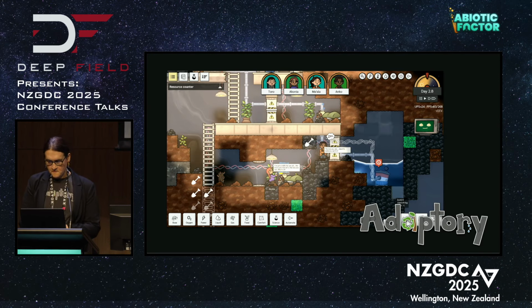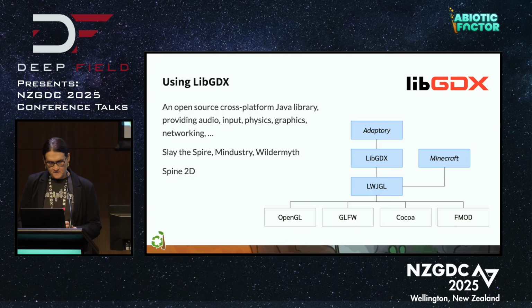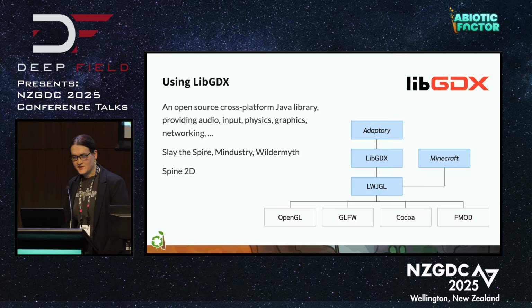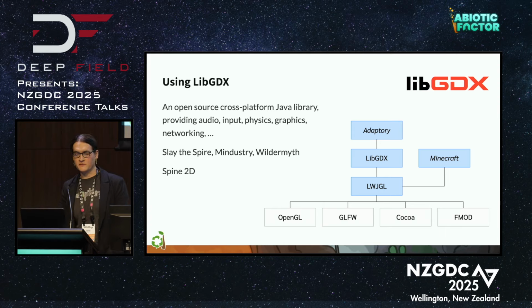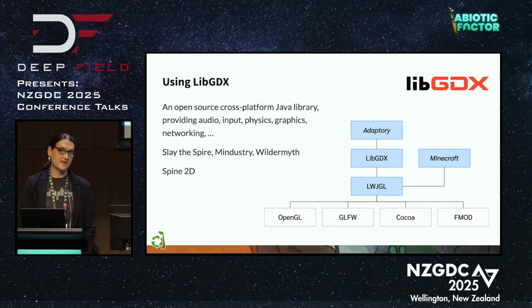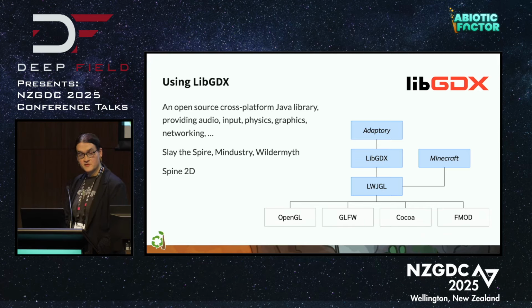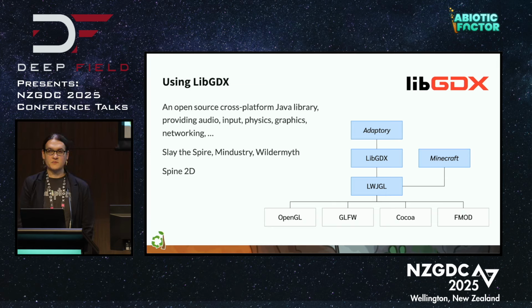And so I'm using Java. I'm using an engine called libgdx, which is an open source cross-platform Java library that provides a lot of the audio, input, physics, graphics, and that sort of stuff. It's also used by Slay the Spire, Mindustry and Wildermyth, and also by the animation software Spine 2D.